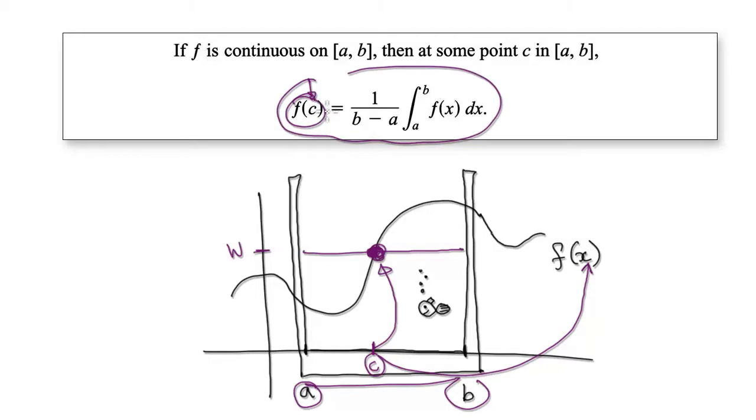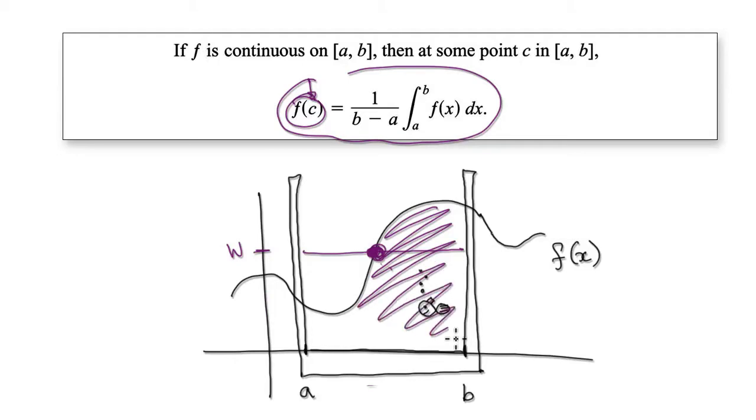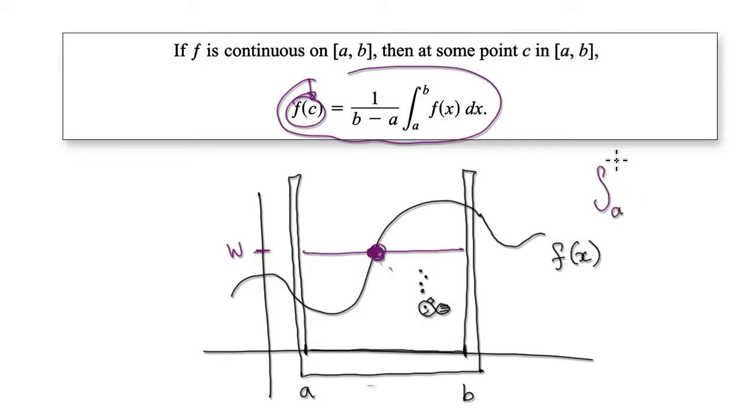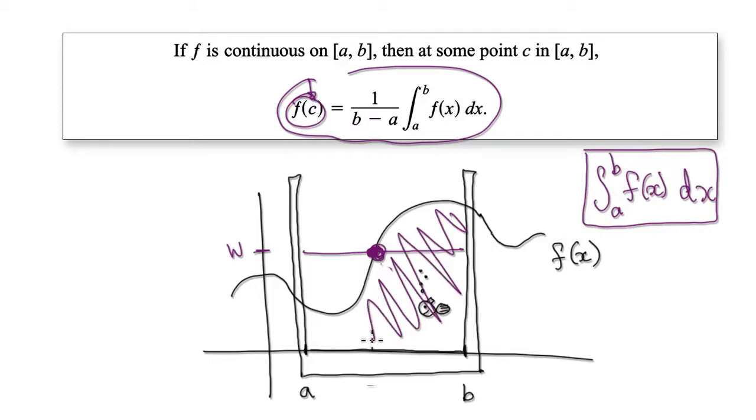But my first question is, how would you go about calculating the height w? To figure out that height w, you work out the area of the amount of water you've got. That would be the integral from a to b of the function itself, dx. So this gives you the area of the water.